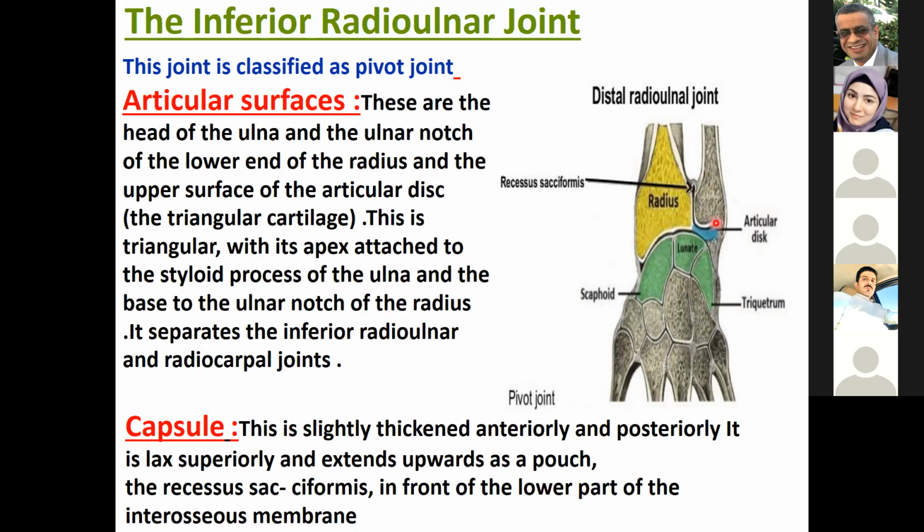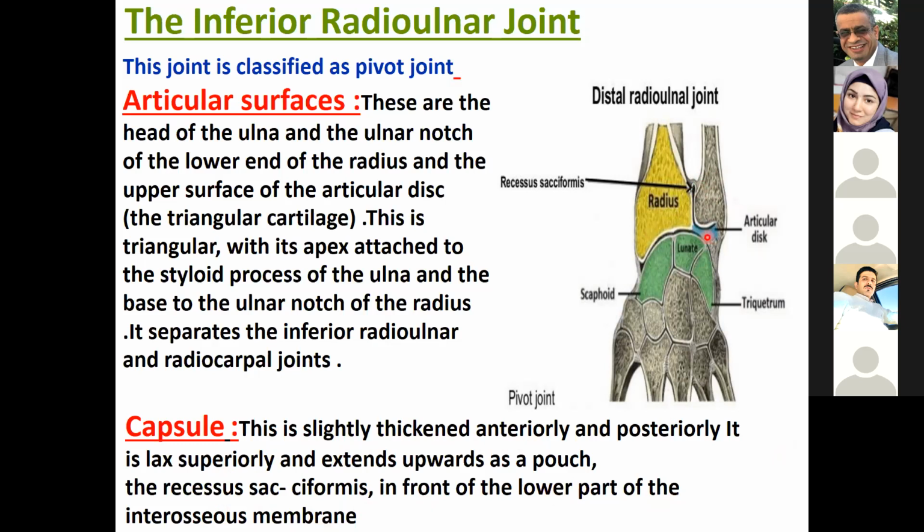The capsule is slightly thickened anteriorly and posteriorly. It is lax superiorly and extends upward as a pouch, the recessus sacciformis, in front of the lower part of the interosseous membrane. This is the recessus sacciformis.